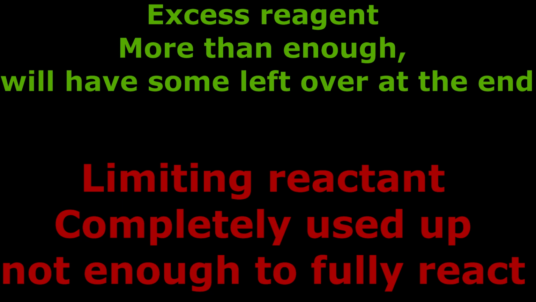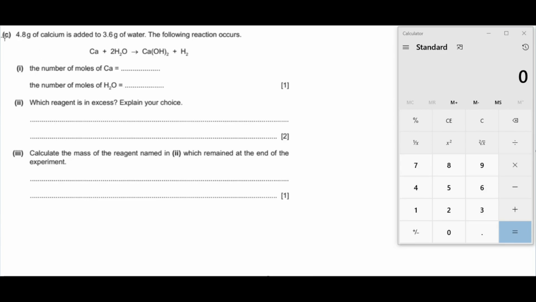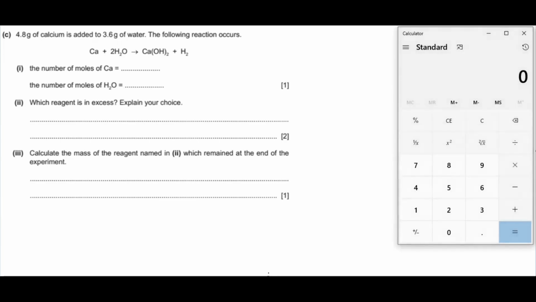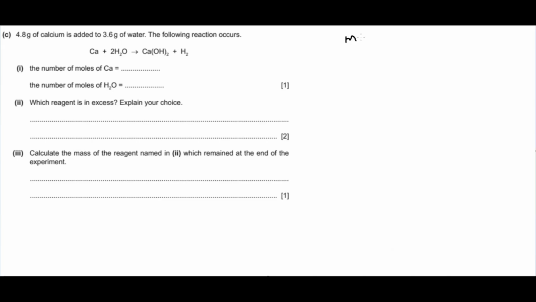Okay, so let's have a little look at this one here. It's obviously part of a larger question, but it's still relevant, and you don't need the previous information to do it. 4.8 grams of calcium is added to 3.6 grams of water. The following reaction occurs, so you're given the balanced chemical equation. The number of moles of calcium and the number of moles of water is what you've got to work out there. So in order to do that, I'm going to use my mass mole triangle.